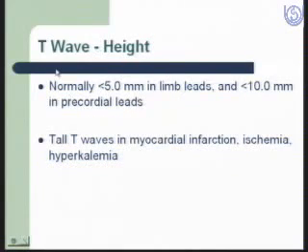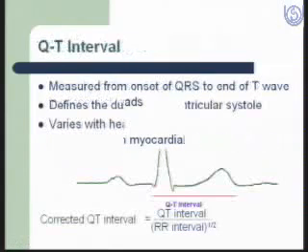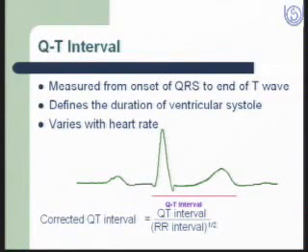Normal T wave height is less than 5 millimeters in limb leads and less than 10 millimeters in precordial leads. Tall T waves are seen in patients with myocardial infarction, ischemia or in patients with hyperkalemia. Now QT interval is a very important interval, which is the interval from the onset of QRS to the end of T wave, and it defines the duration of ventricular systole.